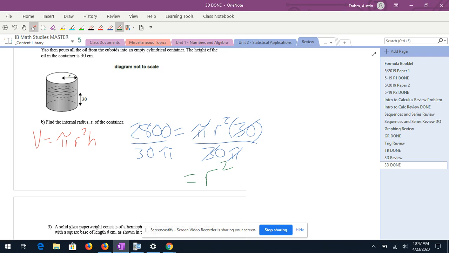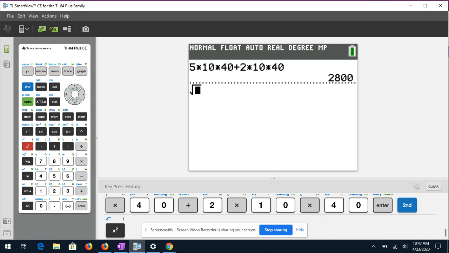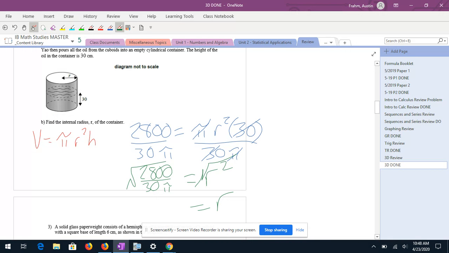Now, instead of trying to type that into my calculator, I'm just going to leave it for now, because we still have that squared above the r, so we got to take the square root of both sides to get r by itself. Now I can type all of that into the calculator at one time. And again, you can either write out the whole decimal or round it to 3 sig figs, so the radius is about 5.45 centimeters.